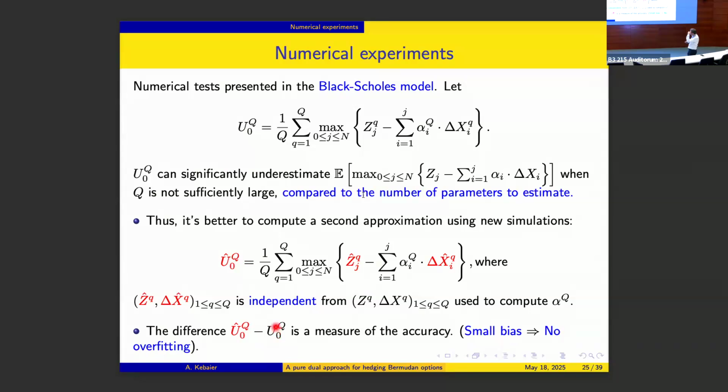We noticed that the difference between the second approximation and the first one is always positive. This is the measure of the accuracy. If you have a small bias, then there is no overfitting, because we used new samples. If the bias between the two approximations is small, it means that you avoid overfitting.